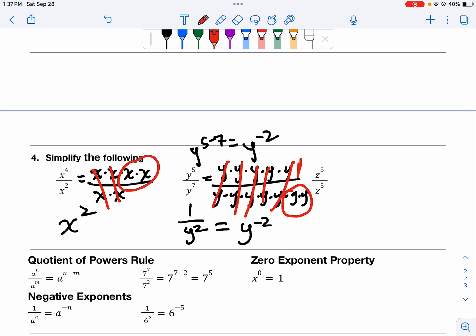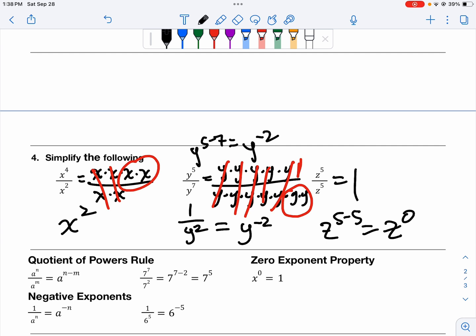All right, let's look at this here. We have z to the 5th divided by z to the 5th. Well, what's anything divided by itself? 1. 5 divided by 5 is 1. 10 divided by 10 is 1. Well, what though is, if I had z to the 5 minus 5, that's z to the 0.